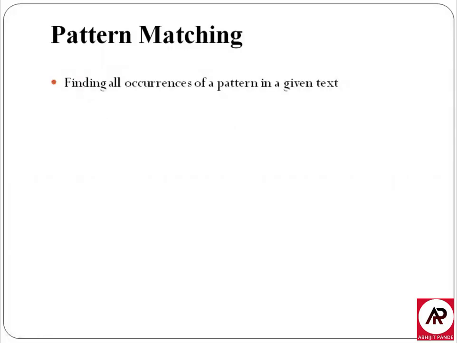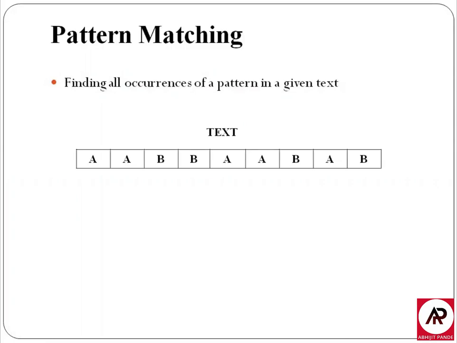Pattern matching, as the name suggests, is used to check whether a pattern is present in the input string or not. And if the particular pattern is present in the input string, then it will return the position at which the pattern is present. For example, if we consider the given text, that is AAB, BAA and BAB, and we want to find whether a pattern AAB is present in our string or not, this is called a pattern matching algorithm. Here we see that AAB is present in our input string. So the location at which AAB is present in the input string is returned by the pattern matching algorithm.